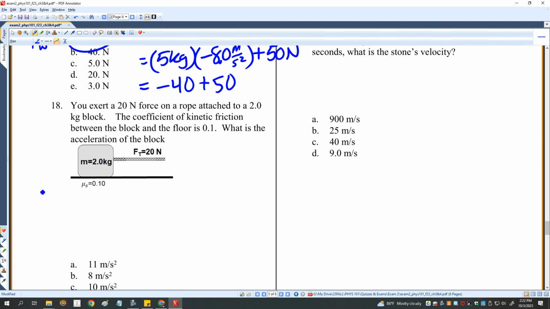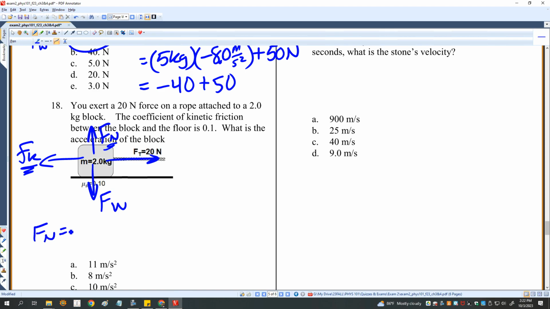You exert a 20 Newton force on a rope attached to a 2 kilogram block. The coefficient of kinetic friction between the block and the floor is 0.1. What is the acceleration of the block? So let's draw our forces. I have a normal force here. I have my tension force here. I've already labeled it there. Here I have the weight of that object, and then I'm going to have a kinetic frictional force in this direction. First thing I do is I need to know what this kinetic frictional force is, which means I need to know the normal force.